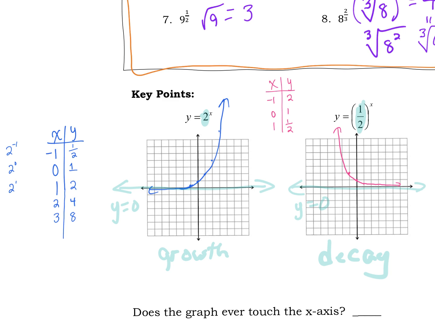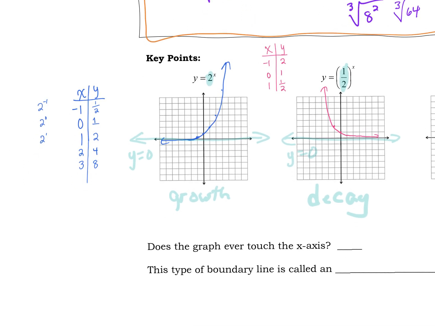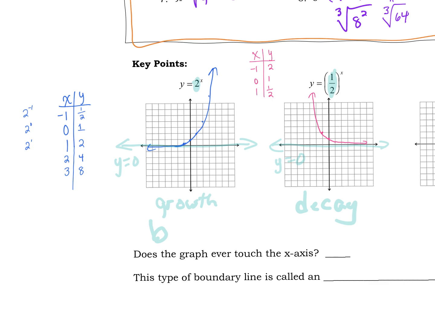Whatever that base number is that the x is attached to, if the base number is greater than 1, it's going to be growth. If the base number is between 0 and 1, it's going to be a decay. So that 1/2 is a fraction between 0 and 1. If we get a fraction that's between 0 and 1, we've got decay. If the base that the x is getting raised onto is greater than 1, then we know that it's growth. Okay?